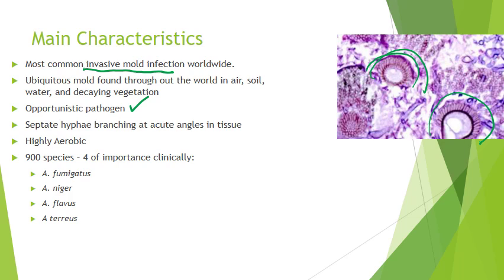It's a highly aerobic organism found in almost all oxygen-rich environments, like I mentioned. And there are a whole bunch of different Aspergillus species, over 900, but there are really only 4 that are of importance clinically. So A. fumigatus, A. niger, which actually produces a black pigment, A. flavus, which actually produces a yellow pigment, and then A. terreus. So that's the main overview of what it is.